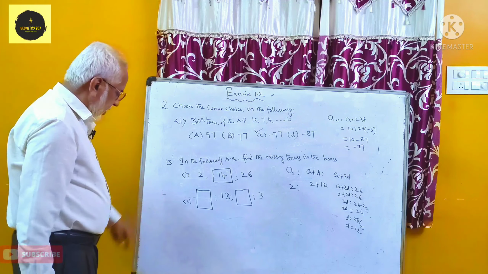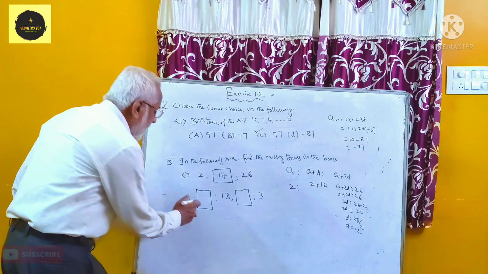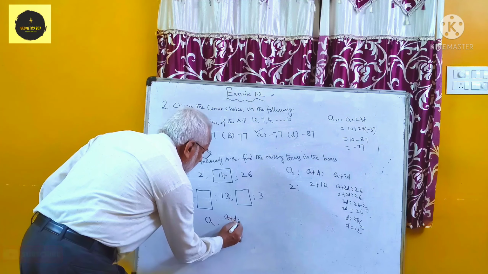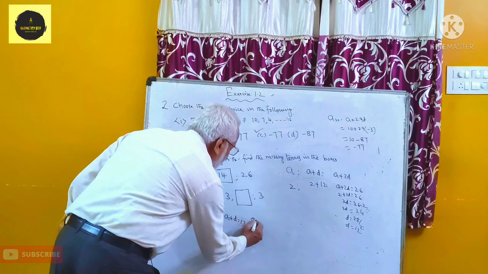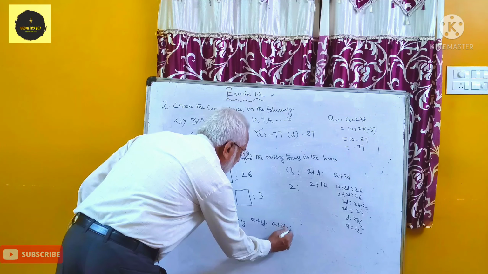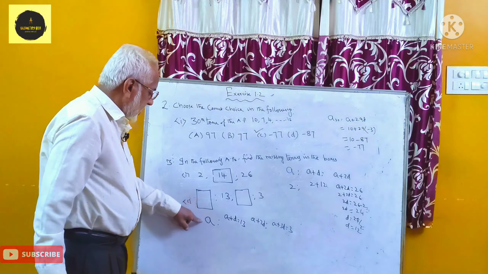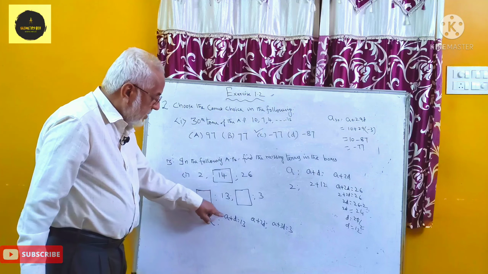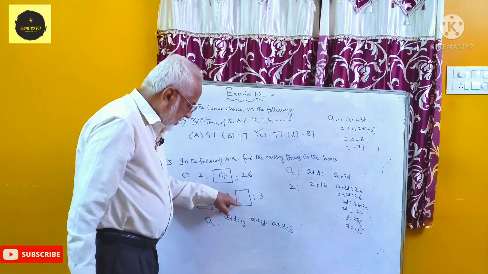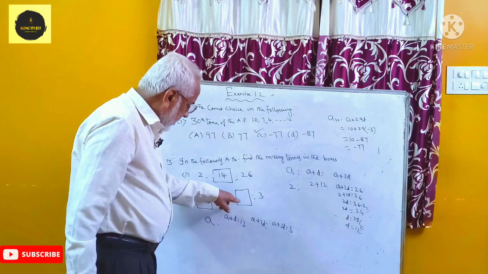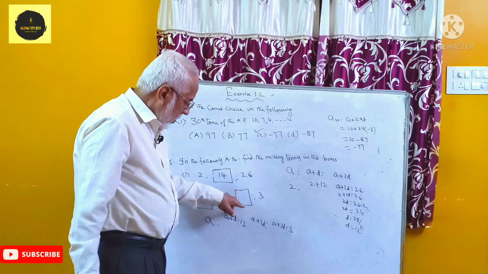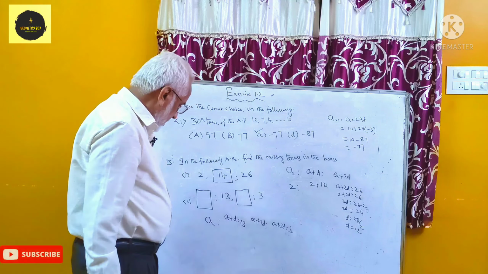In this, what you are observing in the second box, first column, that is A, we do not know. Second, A plus D is equal to 13. This is A plus 2D, and this is A plus 3D is equal to 3. Look here. This is the first box A, we do not know. Second, A plus D is equal to 13. Third is A plus 2D, we do not know, it is not given. And then the fourth term is A plus 3D is equal to 3.